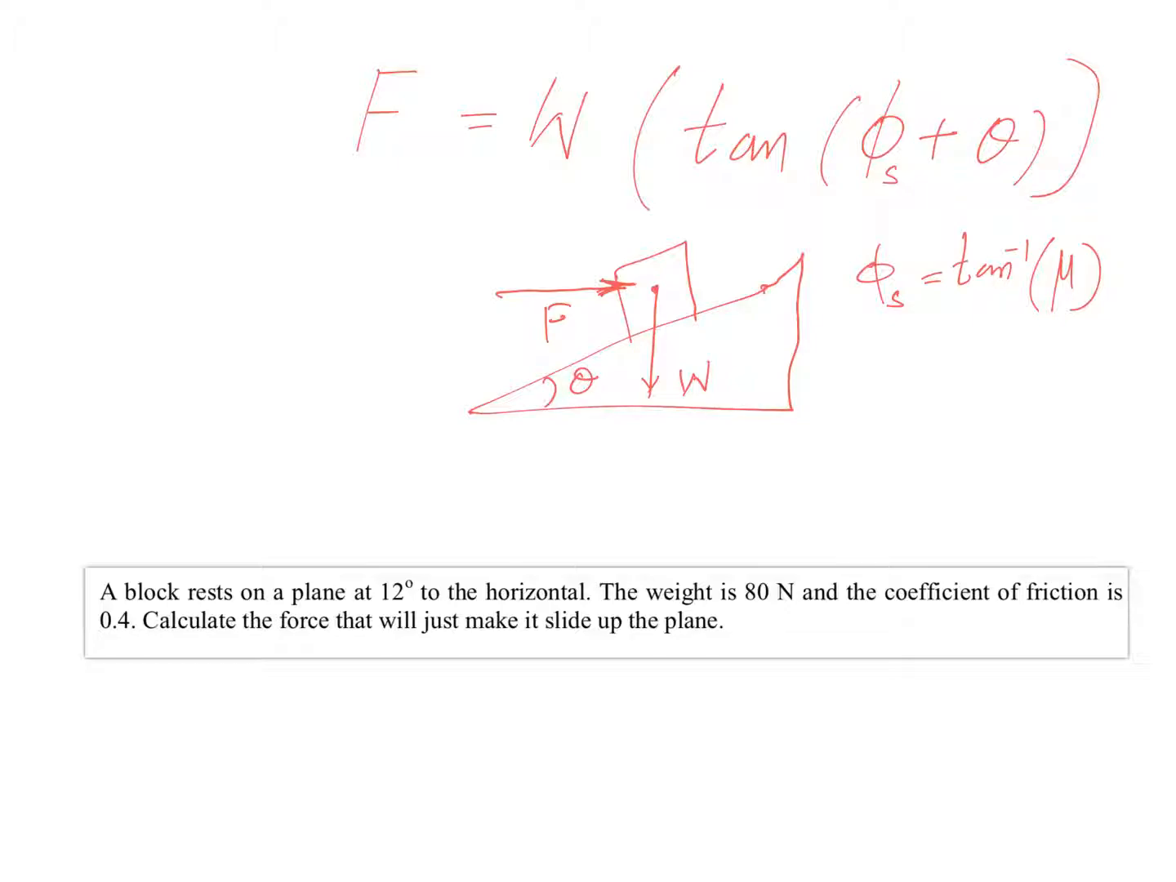Now, it's a pretty straightforward problem, so I'm not going to solve it in detail, but once you plug in all these numbers into this formula, we will arrive at a number where F will be something like only 53.5 Newton. So the weight of your object is 80 Newton, but you can make this object slide up the plane by applying a force of 53.5 Newton. So there is indeed a mechanical advantage.